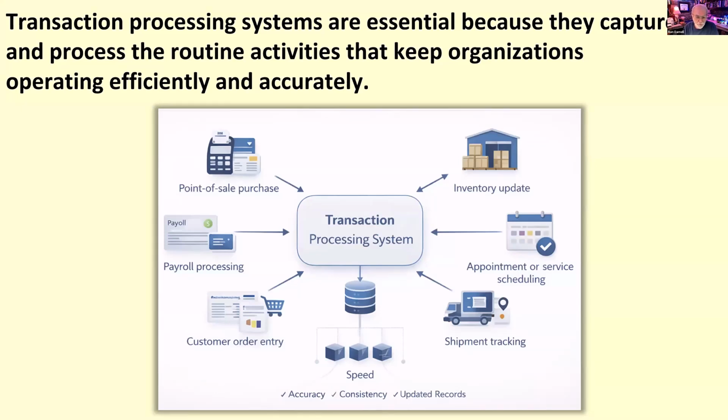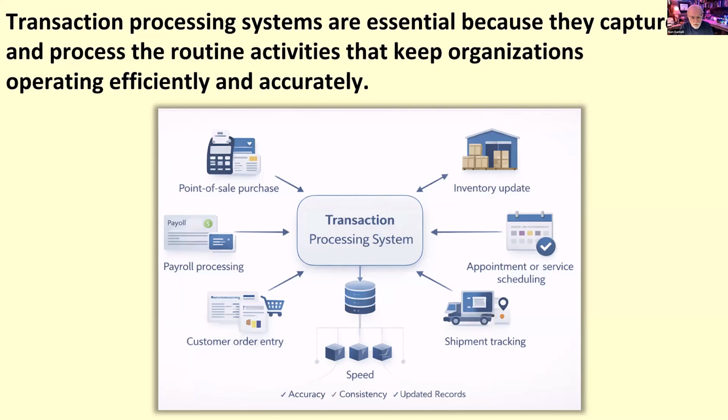They reduce manual effort, standardize routine work, and make sure that the essential business records are updated correctly. When a TPS works well, operations are smoother and the organization can trust that its daily data is current and accurate. This also matters because many other systems depend on transaction data. Management reports, dashboards, forecasting tools, and even strategic planning often begin with data generated by transaction processing systems. So even though TPS operate at the operational level, their impact extends throughout the organization.